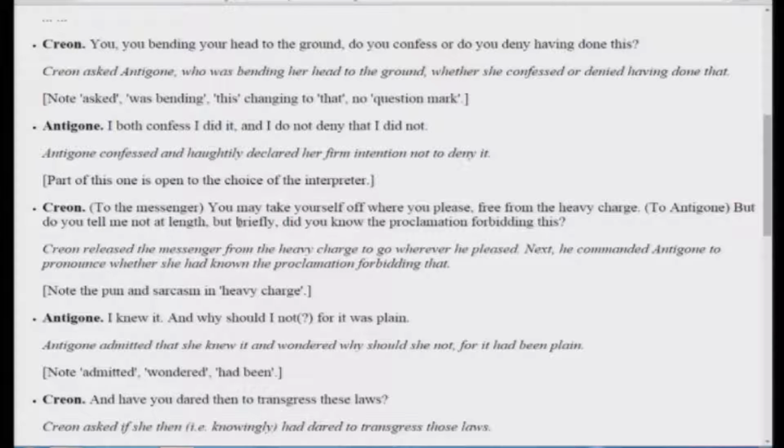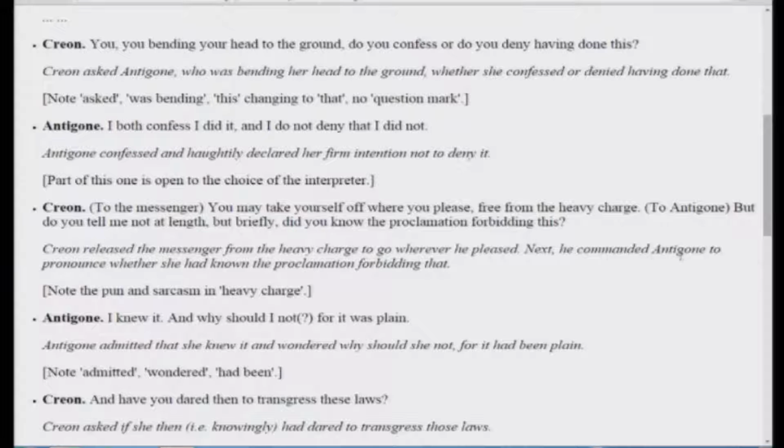You may take yourself off where you please, free from the heavy charge. But do you tell me not at length, but briefly, did you know the proclamation forbidding this? Okay. Now, the first part Creon tells to the messenger, second part to Antigone. So, Creon released the messenger, okay, permission, released, or allowed the messenger, you can say. Creon released the messenger from the heavy charge to go wherever he pleased. Okay.